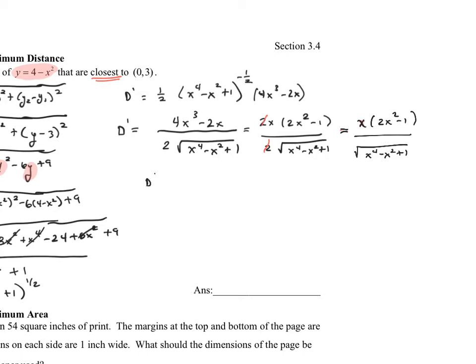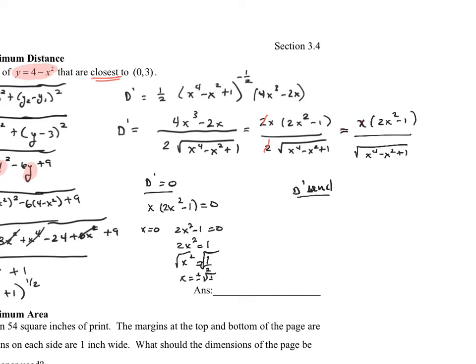So what do we care about? We care about where the derivative is equal to 0 and where the derivative is undefined. Remember, a fraction is equal to 0 when the numerator equals 0, so let's solve that now. This would give me x equals 0. This would give me 2x squared minus 1 equals 0, so that would be 2x squared equals 1. X squared equals 1/2. Take the square root of both sides. I'd have x equals plus or minus the square root of 1/2.